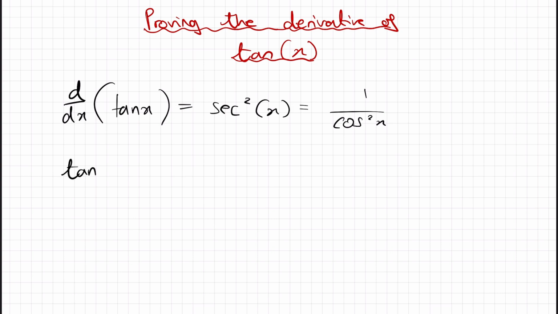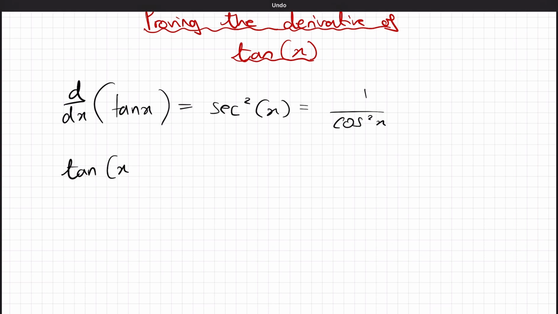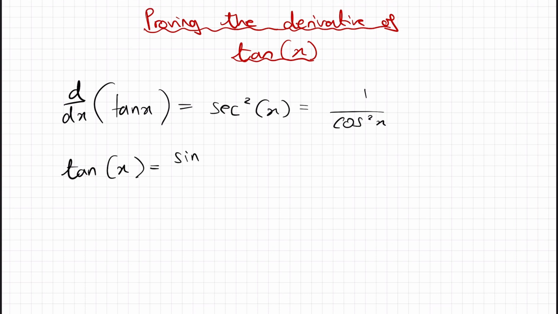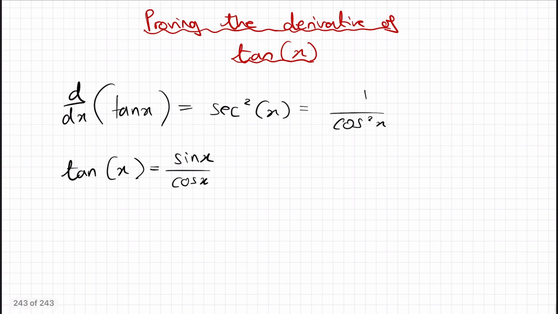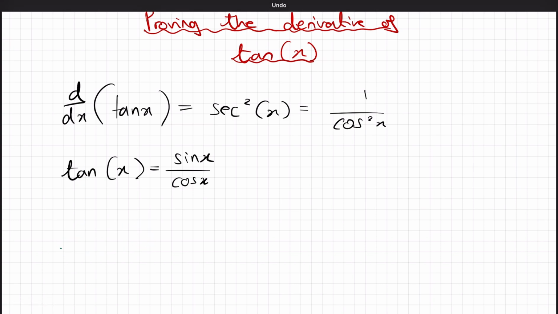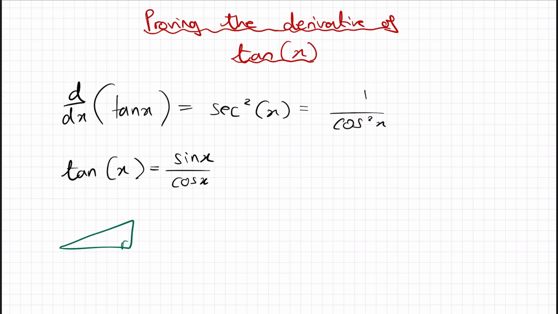So what we need to do is first we use the identity tan x equals sin x over cos x, and obviously the reason for this is because these are all defined in terms of ratios of sides on a right angle triangle. So we know sin x is equal to the opposite over the hypotenuse, cos x is equal to the adjacent over hypotenuse, and tan x, where x is that angle, is defined as the opposite over the adjacent.